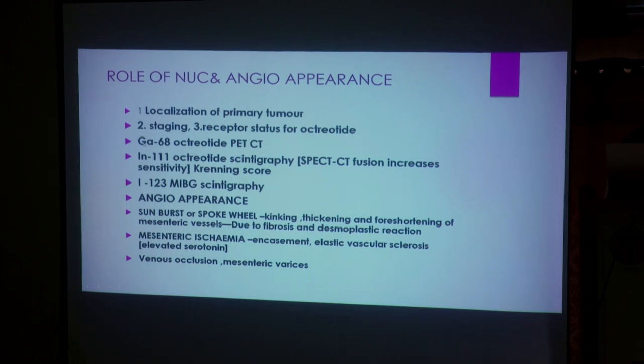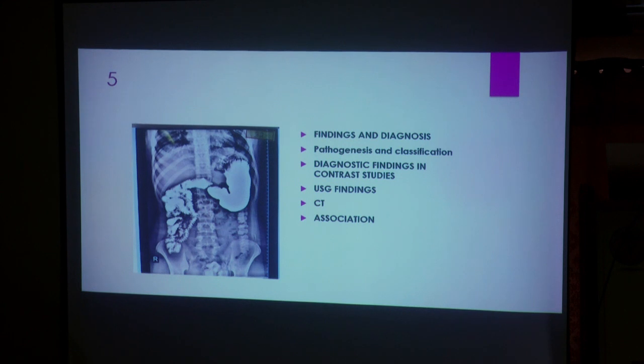Gallium 68 octreotide PET CT or a SPECT CT fusion can increase the sensitivity, and there is a scoring for assessing the severity. The Krenning score assesses the severity of the lesion, and it's also useful for follow-up cases. If negative in these two, then you can proceed with the iodine 123 MIBG scintigraphy. Then the angio appearance, of course, is a classic sunburst or spoke wheel appearance. Associated mesenteric ischemia and venous occlusion I have already discussed. So next, moving on to the next case.